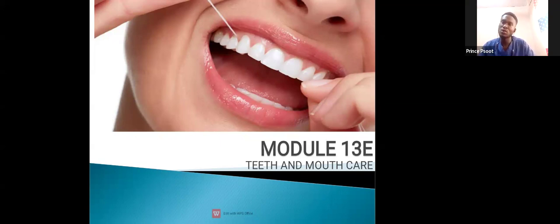In the previous module, module 13D, we discussed the procedure on changing a clean dressing. But today we'll be talking about teeth and mouth care. So we know what teeth are, you know what the diagram or the picture shows, that's the teeth and the mouth. So the mouth encloses what? The teeth. So there is no way you would do mouth care without tooth care, and there's no way you would do teeth care without the mouth. So these two go hand in hand.